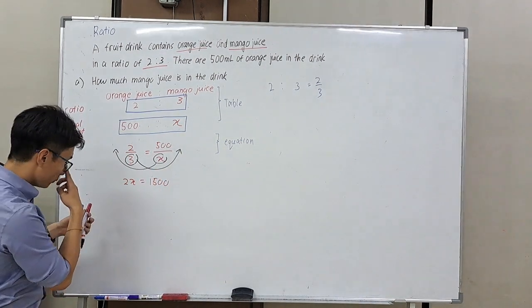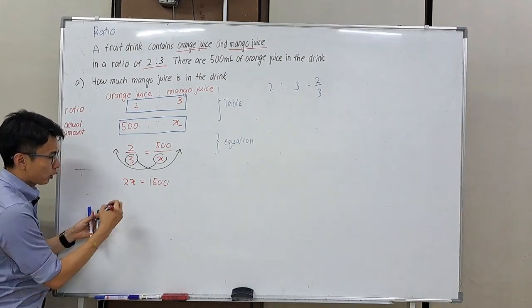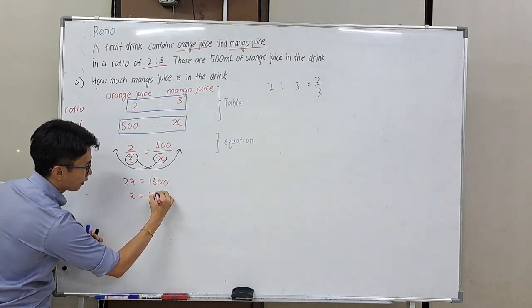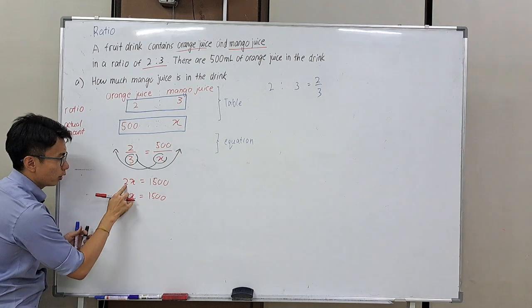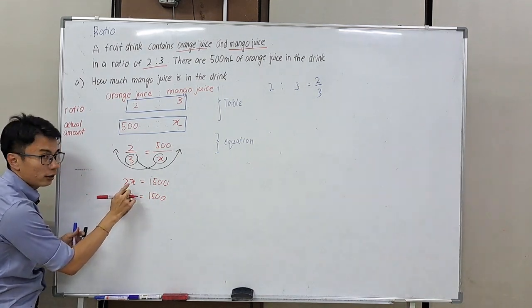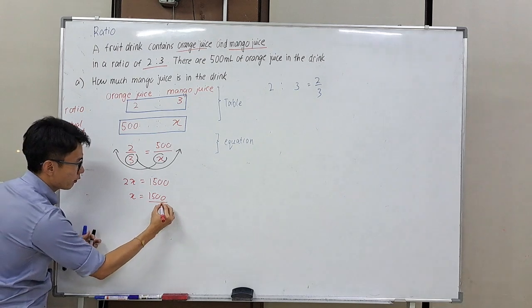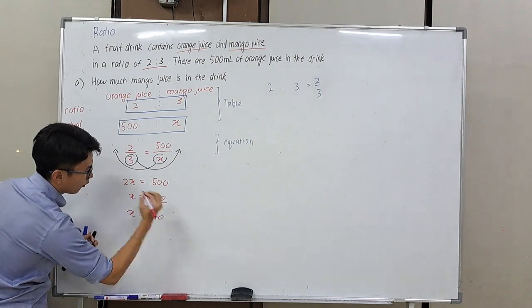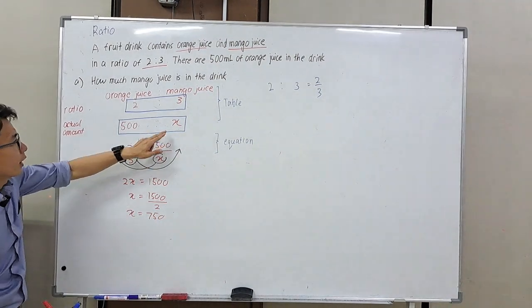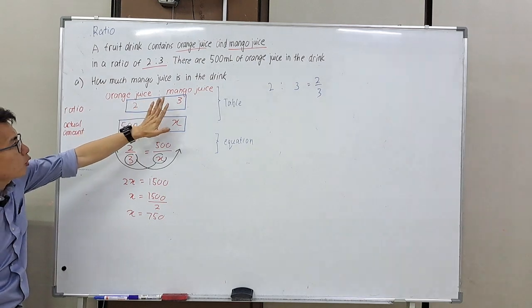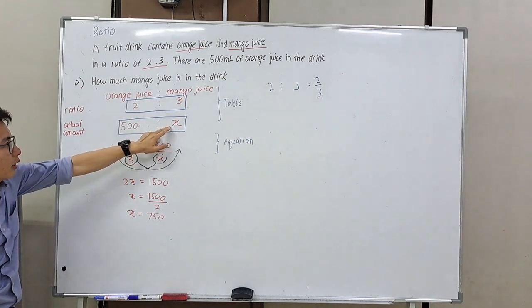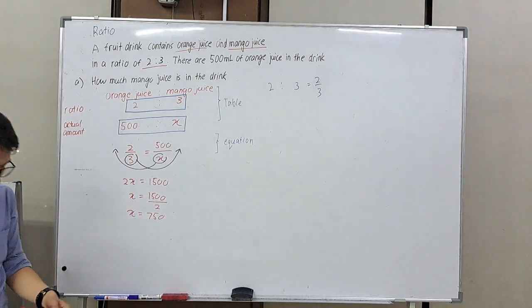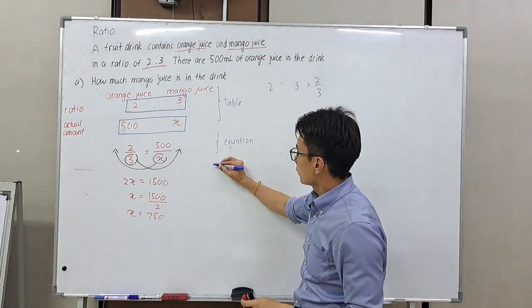1500. So finally, to find my value of x over here, x is going to equal 1500. These two, I'm going to move down here. Sticking together means our multiplication. Move down is going to be division. So my x over here is going to be 750. So in other words, the mango juice that I have in that food drink is 750 ml. So that's my third step over here.